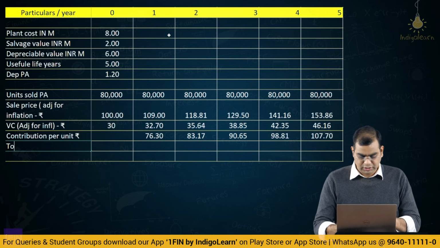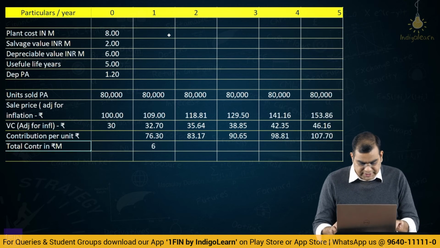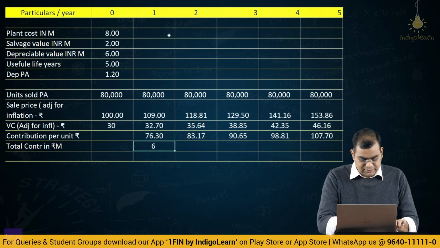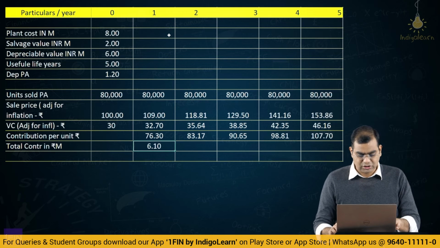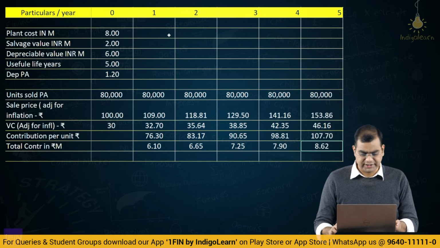Then total contribution in rupees million, right? Everywhere they have given million. So let me take rupees million: 76.3 into 18,000 divided by 1, 2, 3, 4, 5, 6, six zeros. So you will basically get 6.1 million as the total contribution in rupees million, right? That was the first year. For the last year, you will get 8.62 million.